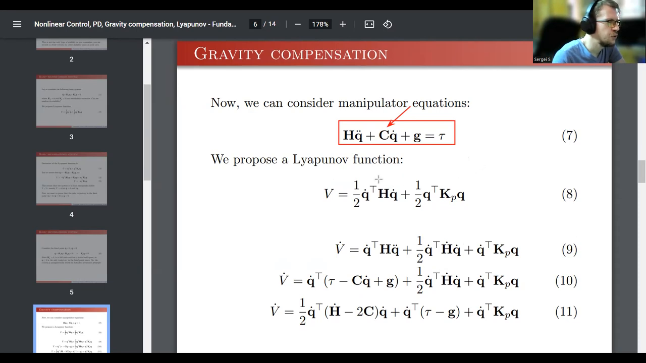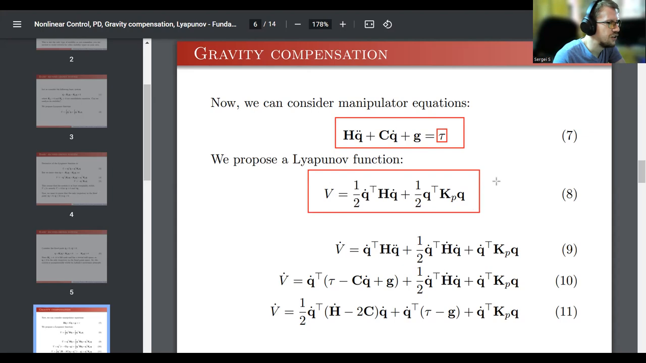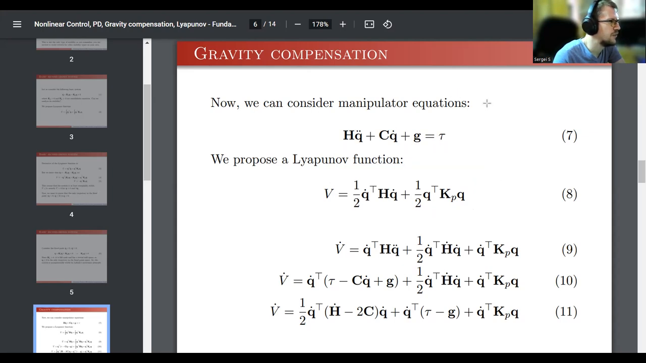So here I want to prove stability of the system. I don't know what tau is. What I will do is I will prove that there exists such a tau that the system can be stable, and I will propose a particular tau while considering stability. Okay. So we propose a Lyapunov function of this kind. Let us study this Lyapunov function. First, this here is a kinetic energy. That is no doubt about it.